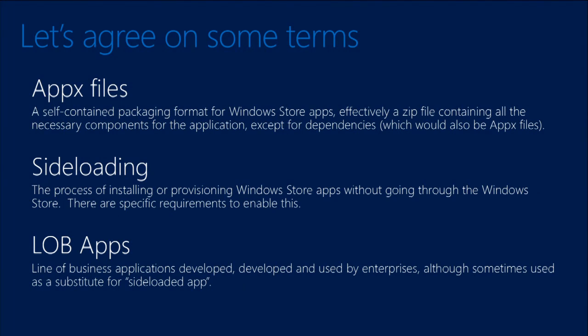When we talk about line of business apps, we're really just talking about applications that you've written yourself inside of your enterprise and now need to deploy to your own computers, or in the case of BYOD scenarios, to your employees' computers. These could be just about anything. So when we're talking about line of business apps, we could also be talking about third-party applications that you've acquired and you now want to deploy to computers in your organization.